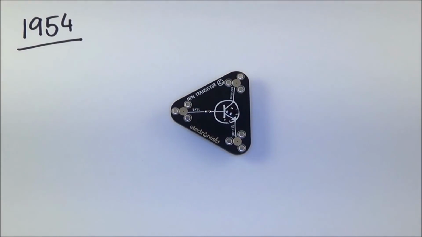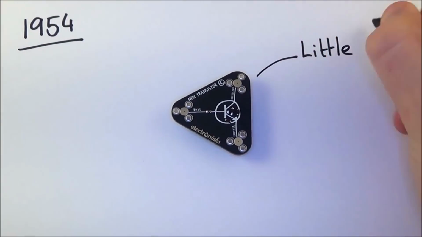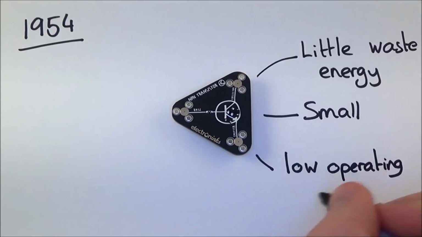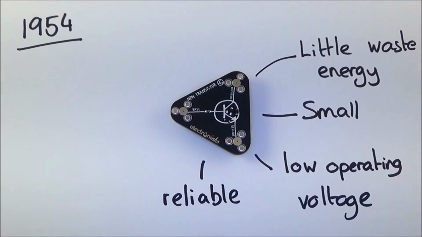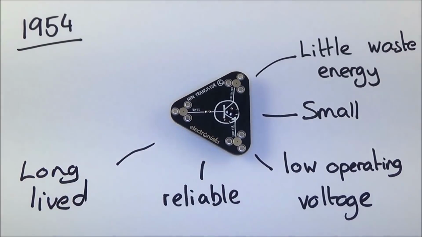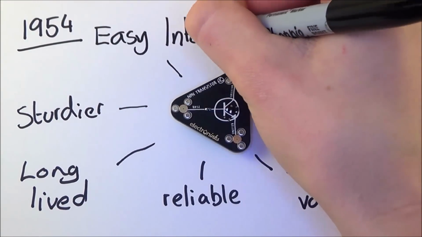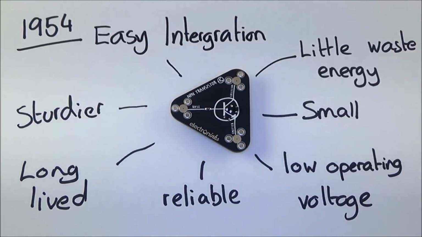out of silicon. Obviously, the silicon transistor has a lot of advantages over the old vacuum tubes, such as they don't waste much energy, they are a lot smaller, they require low operating voltages, they have a much higher reliability, they are extremely long-lived, they're sturdier, and they can easily be integrated into any circuit design.